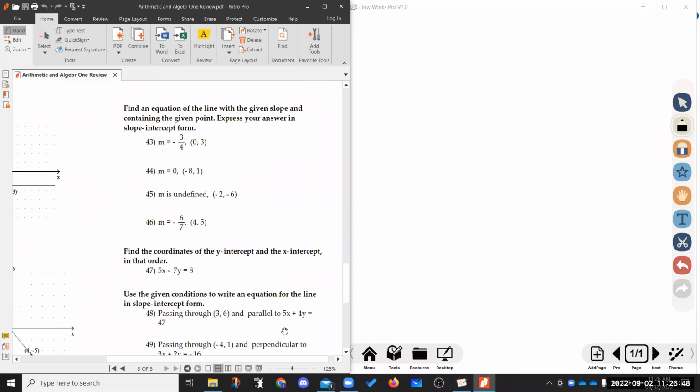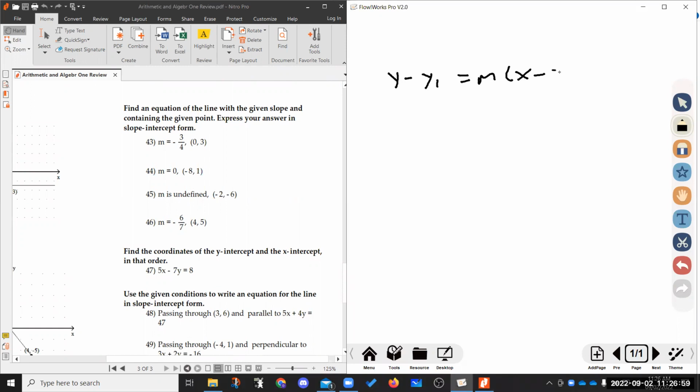Now we're on to number 43. Find the equation of a line with a given slope and containing the given point. So we're going to use the point slope form here. y minus y1 equals m times x minus x1. So y minus, well, they give us the y-intercept there. So we're just going to use y equals mx plus b because they gave us enough information to do that. These other ones, they don't give us the x coordinate of 0, so we can't do that so easily.